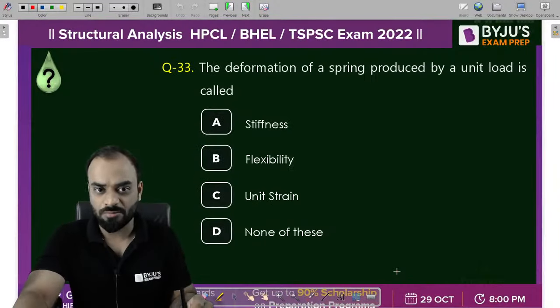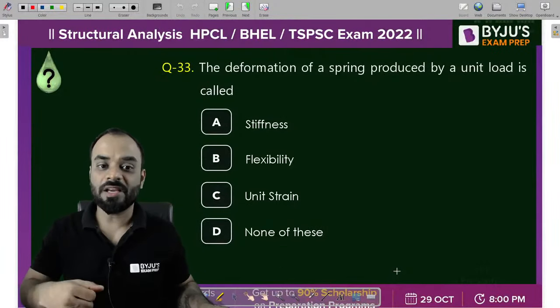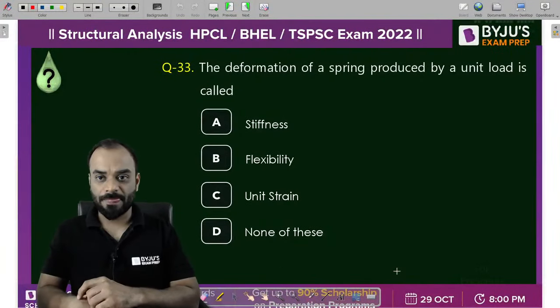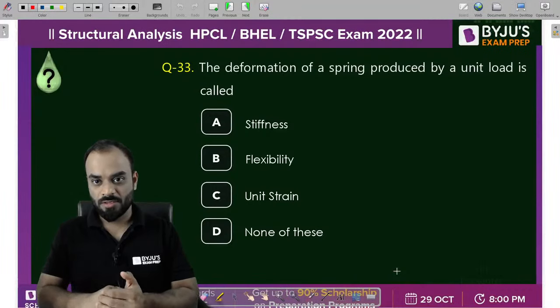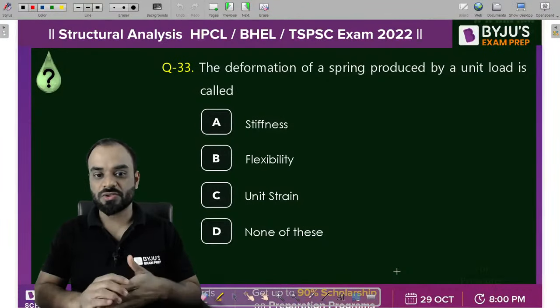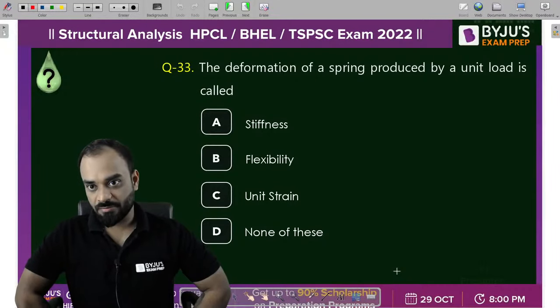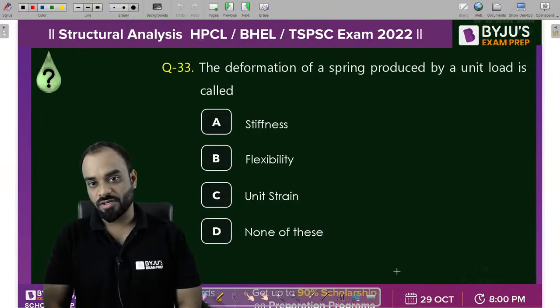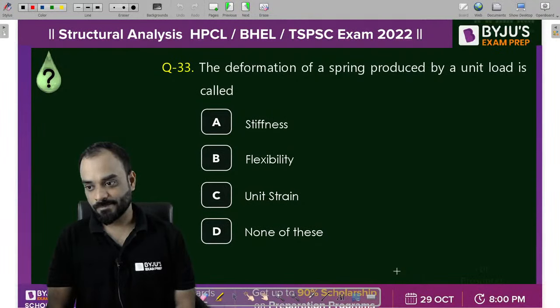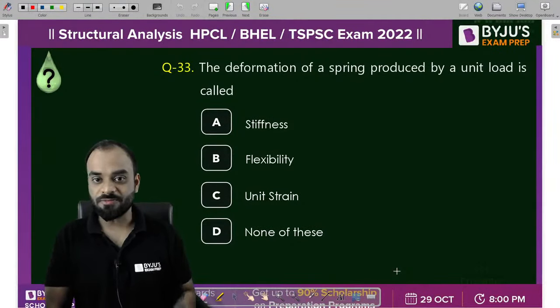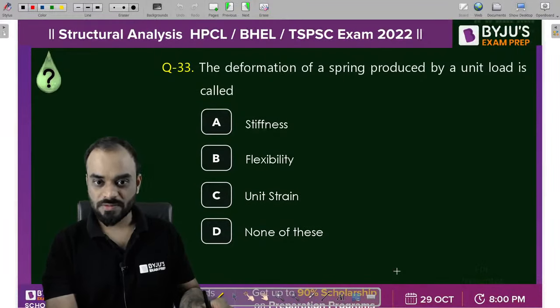Last question of, yes, we have some more question also. Okay. Tell me, guys, the deformation of a spring produced by a unit load is called as what? Stiffness or flexibility?